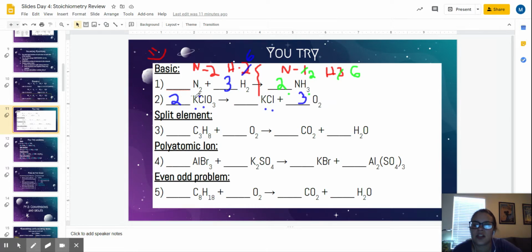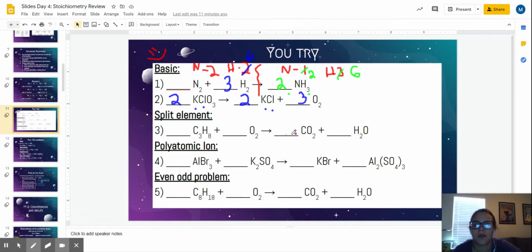Now, this changed my potassium and my chlorine, though, because now I have 2 potassium and 2 chlorine. So I'm going to need to put a 2 here as well. So now if we double check, we have 2 potassium on this side, 2 potassium on the product side, 2 chlorines, and then 6 oxygens on each side. Cool. All right, for split elements, you need to make sure that you do that last.